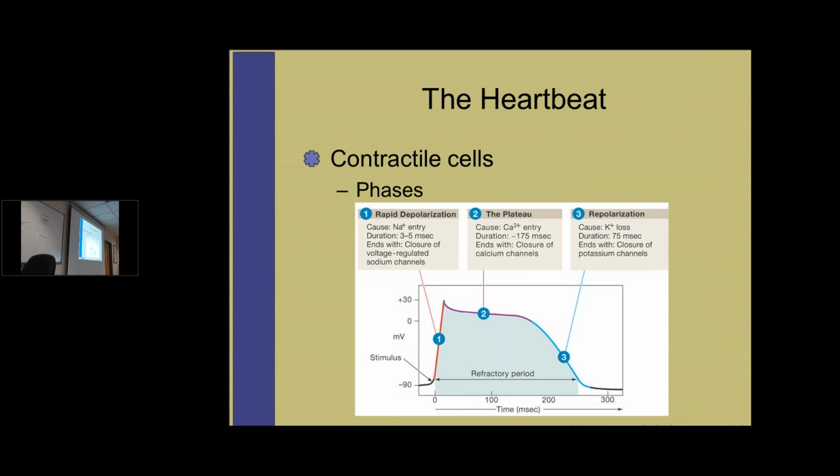So you get calcium unbinding from the troponin, but you also get potassium loss, and it goes back out. That's why hyperkalemia is so bad, because if you have too much potassium in the cell, then you don't have that flow of potassium out during repolarization, and the muscle cannot completely relax.